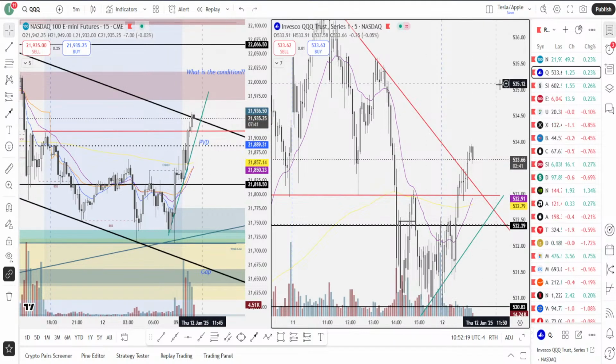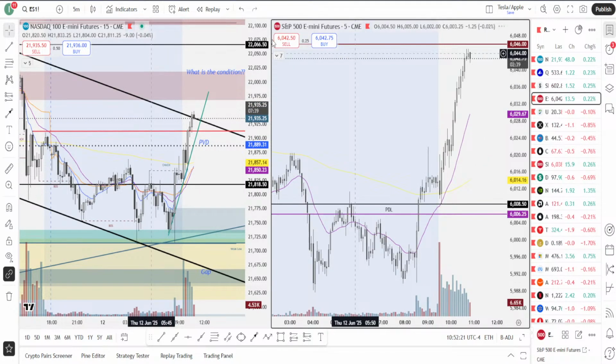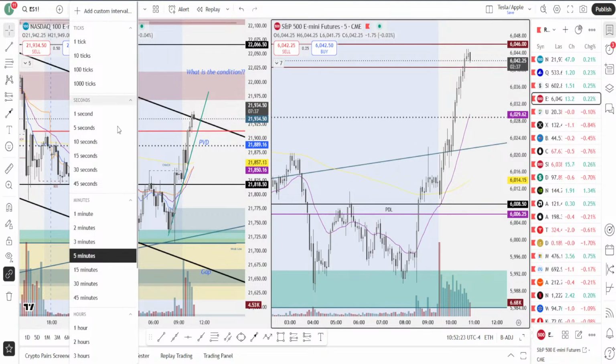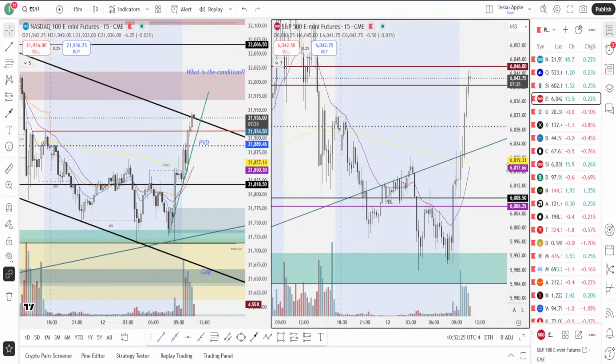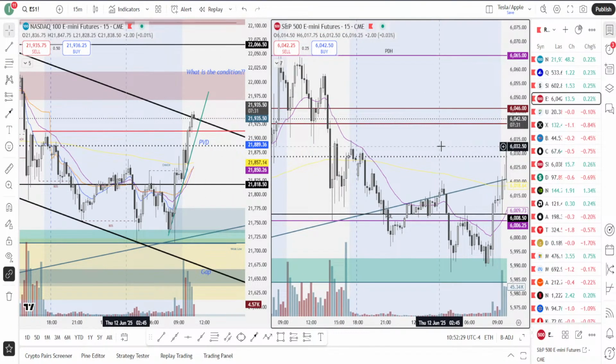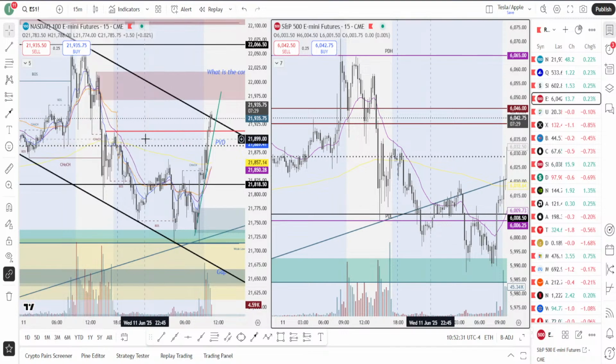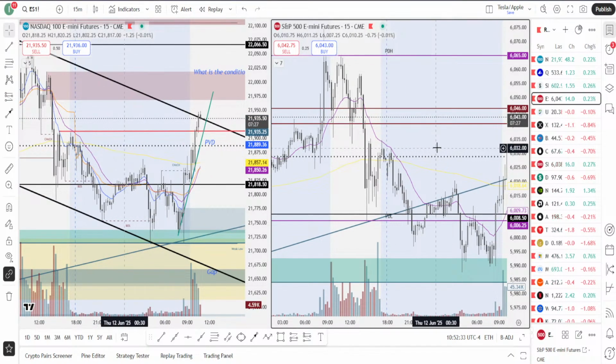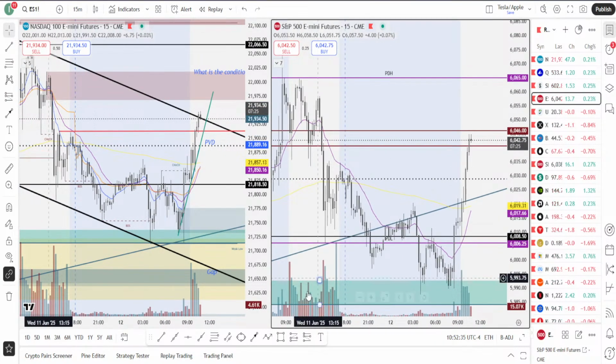Wonder if that ES has got the same supplies on here. Let's take a look on 15. No, we did not have the same supplies on here. It's more like up here.